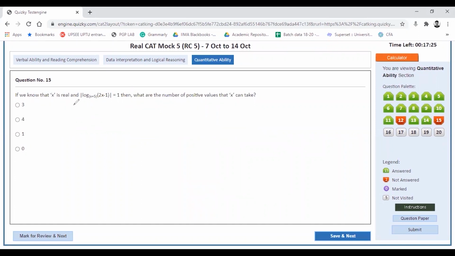Logs. So we know that x is real and this is equal to 1. What is the number of positive values that x can take? So this mod is equal to 1, so it can either be plus 1 or minus 1. Let me take first the plus 1 because it's easier. Log base x plus 5 of 2x minus 1 is equal to 1. That means 2x minus 1 is equal to x plus 5.